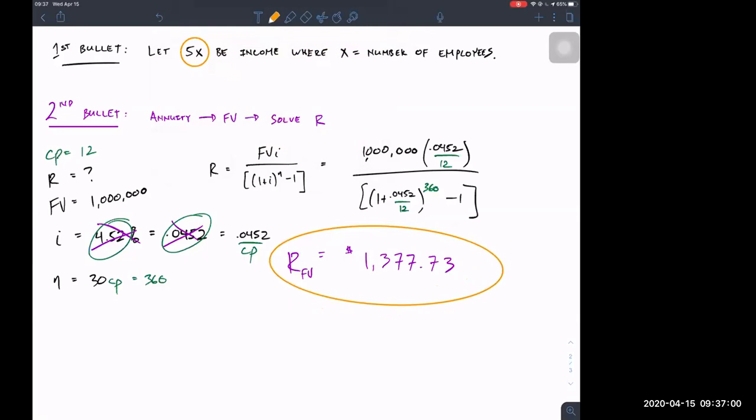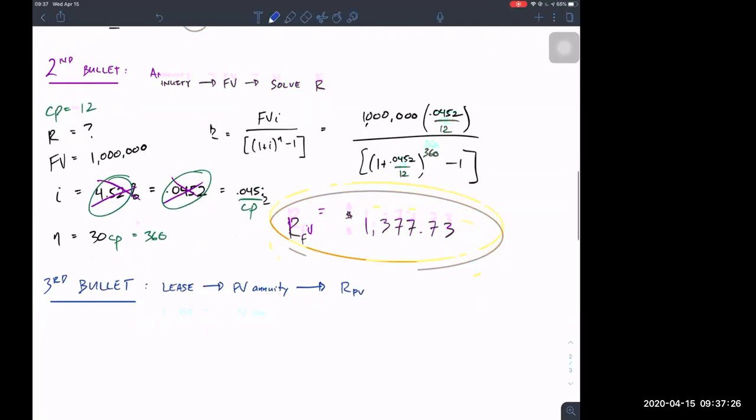Okay, that last one, the third bullet, is a lease. And hopefully you remember that the lease implies that it's a present value annuity. And then since they gave you the total amount, you're solving for the recurring payment.